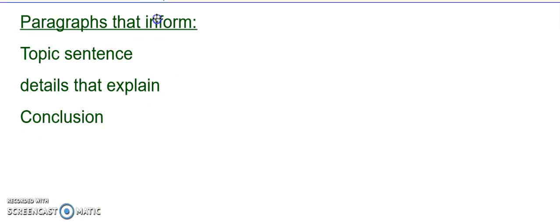The first one is pretty obvious. We write paragraphs that inform. So we have a topic sentence that says what you're going to write about. You have details that explain and support that sentence. And then you end it with a conclusion. And that's something you all know that's pretty familiar.